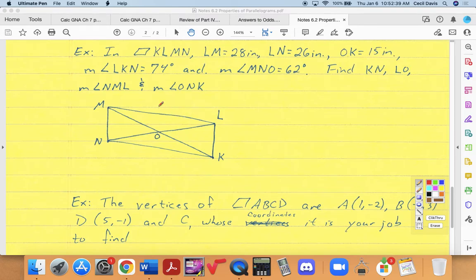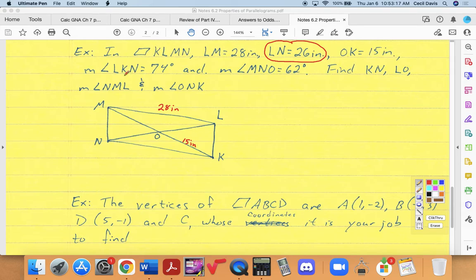The length of LM is 28 inches. The length of LN, that's really hard to put on there. I thought those were angles. No, that's an L. It says inches. I was thinking, and then I went down and it said M and O, and then it had the degree thing. All right, I'm just going to circle this one because there's not an easy way to put it on the diagram. The length of OK is 15 inches.